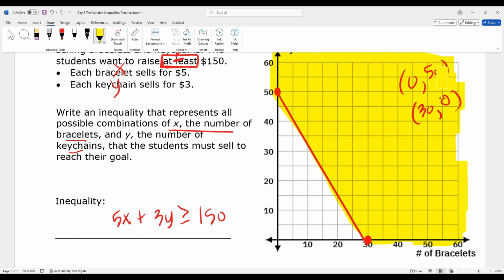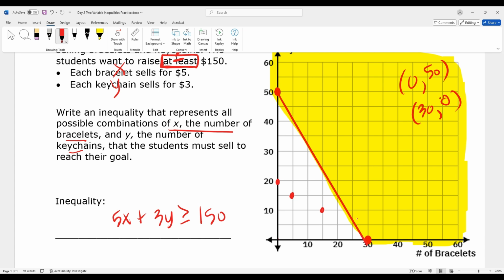The important thing about this information is anything on the boundary line can be an appropriate combination of bracelets and keychains and will meet the required minimum of 150. Anything in the yellow region would also meet such. But anything in these points, anything all the way up from 0 to 150 on the number of keychains, or 0 to 29 bracelets, would not meet that correct combination.